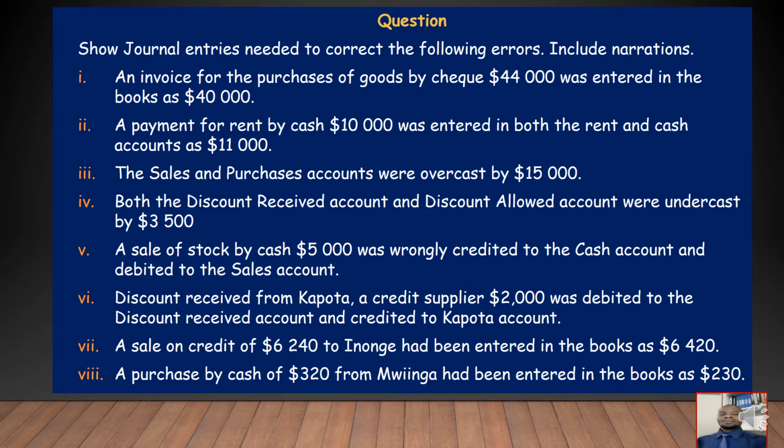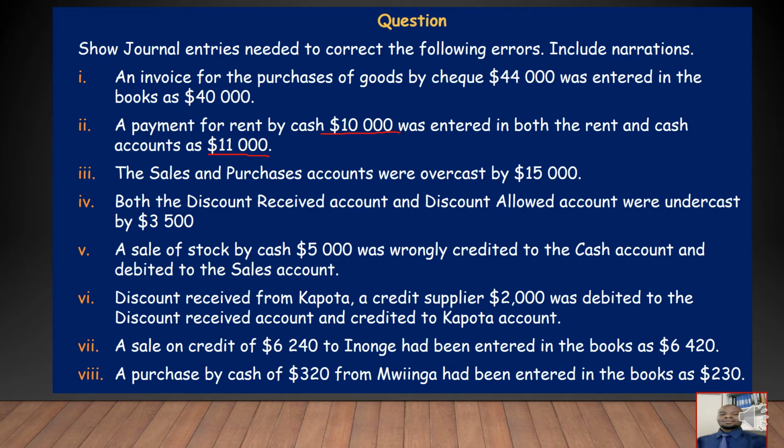We now look at part 2 of the question, which says a payment for rent by cash $10,000 was entered in both the rent and cash accounts as $11,000. So clearly, in this particular context, we can see that the amount $10,000 is what should have been entered, but what was entered instead was $11,000. So this is an error where the amount that was entered was more than what should have been entered. So there was an overcast of the amount in both accounts.